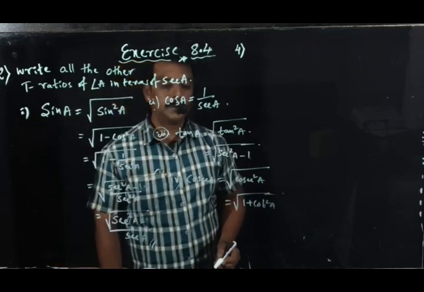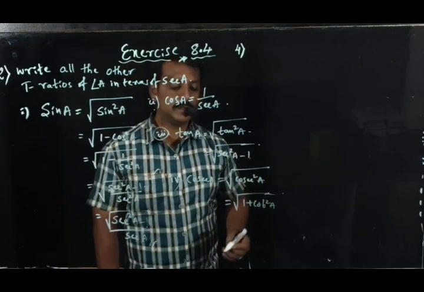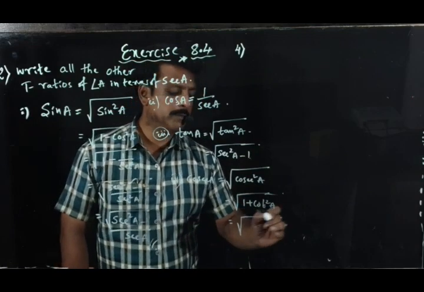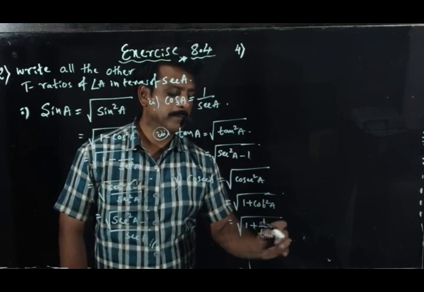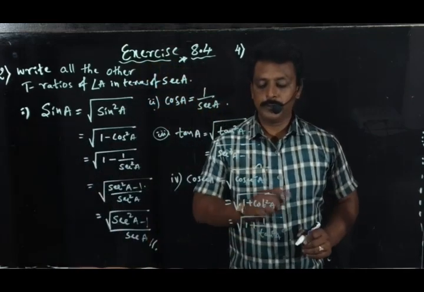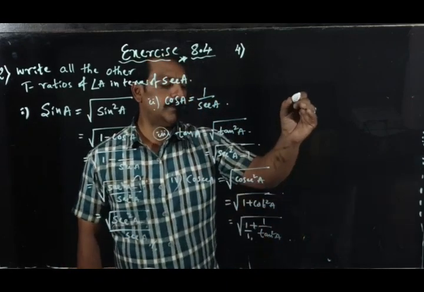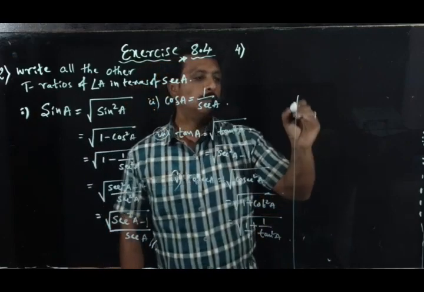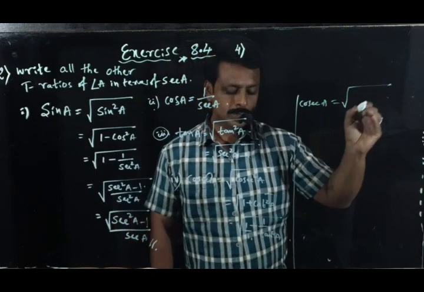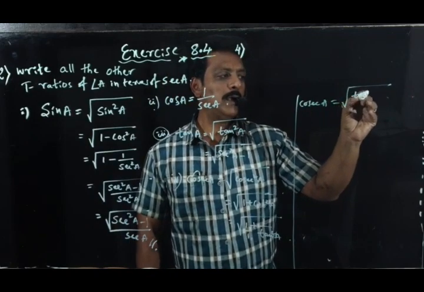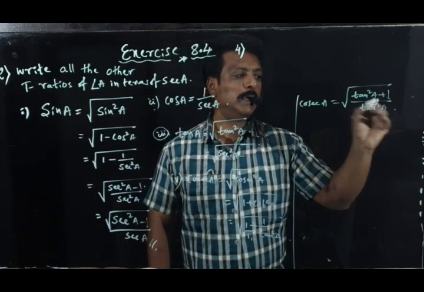Cot is what? Cot is the reciprocal of tan. So let me write this one: 1 plus 1 upon tan square A. Am I right? If you find the LCM, what will you get? I will write here next. So cosec A is equal to root of tan square A plus 1 divided by tan square A.